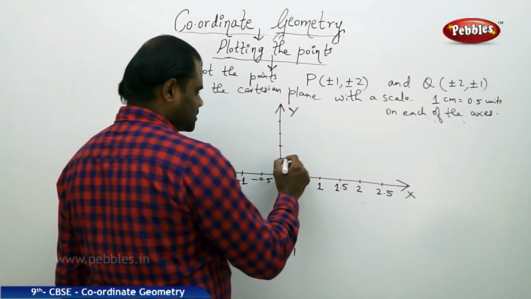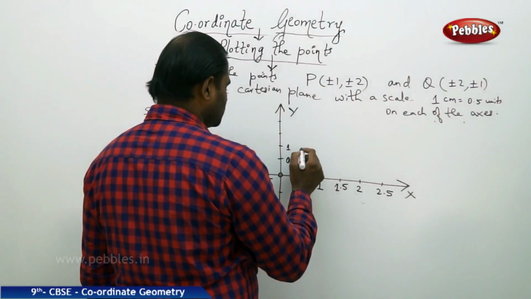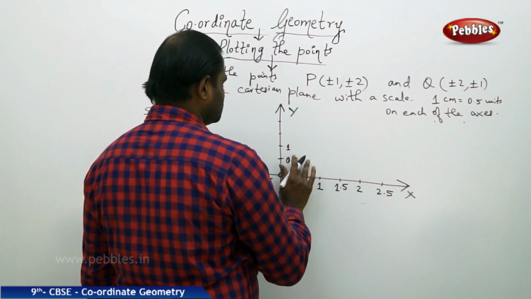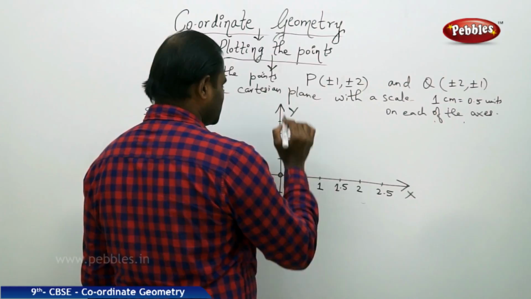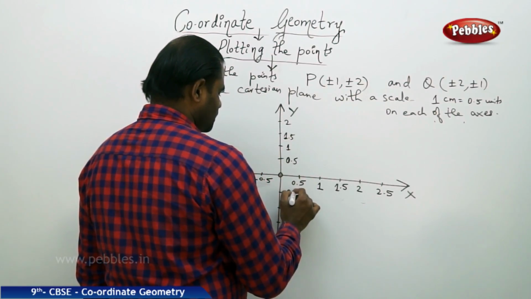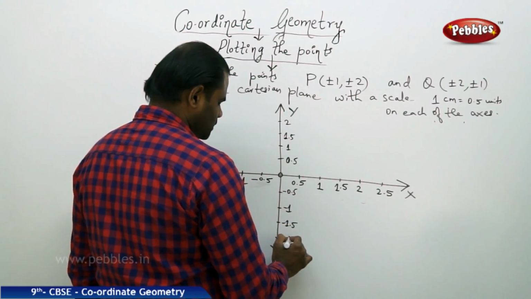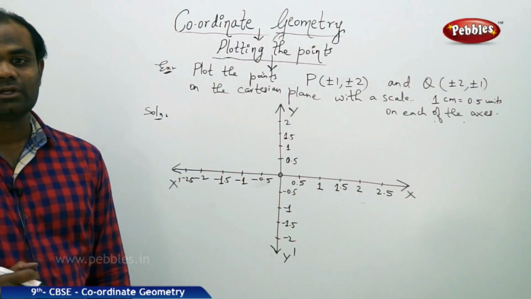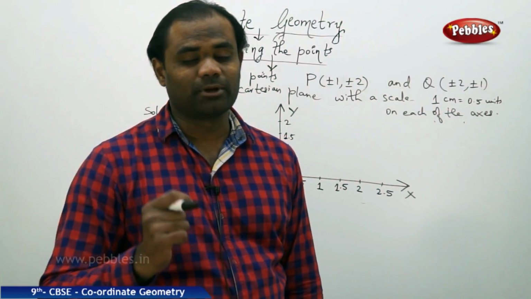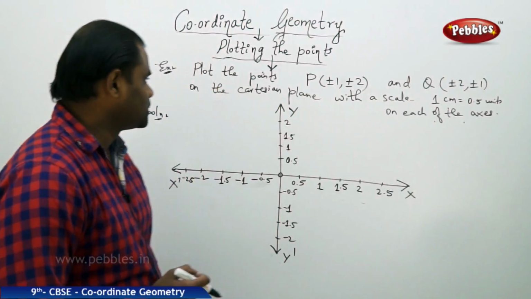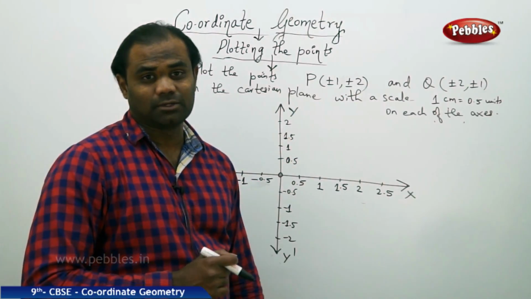Similarly, on the y-axis, it is 0.5, 1, 1.5 and 2, minus 0.5, minus 1, minus 1.5 and minus 2 is how I divide the scale with 1 centimeter equal to 0.5 units. Next, it's now about plotting the points on this scale for P and Q.